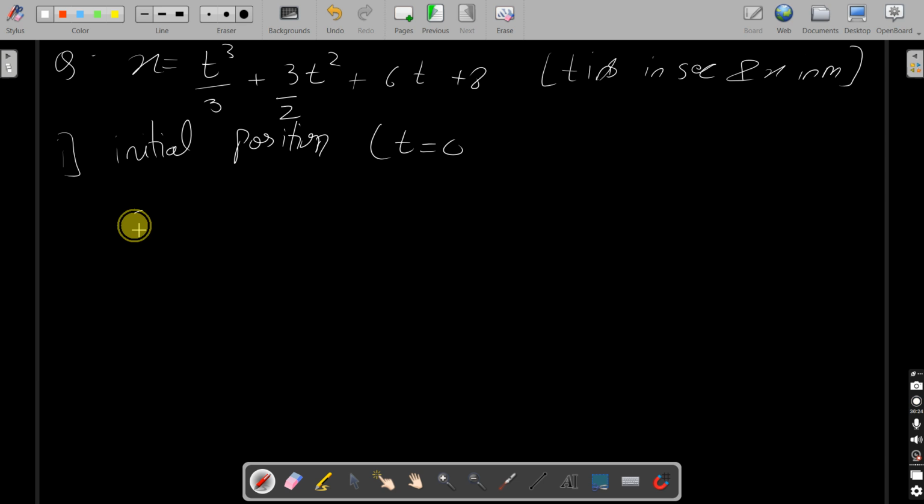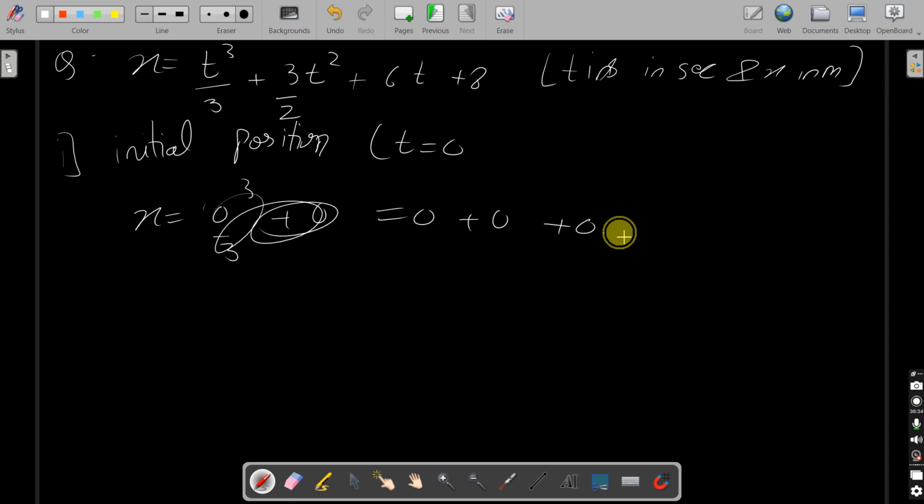So x is equal to 0 cube upon 3 plus 0, this also becomes 0, plus 0 plus 0 plus 8. This becomes 8. Therefore, initial position is equal to 8 meters.